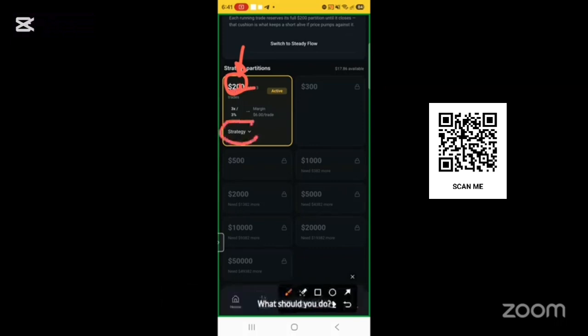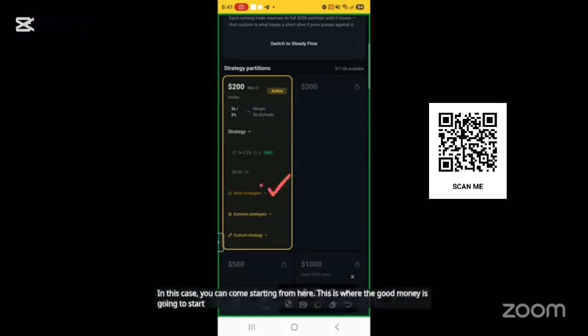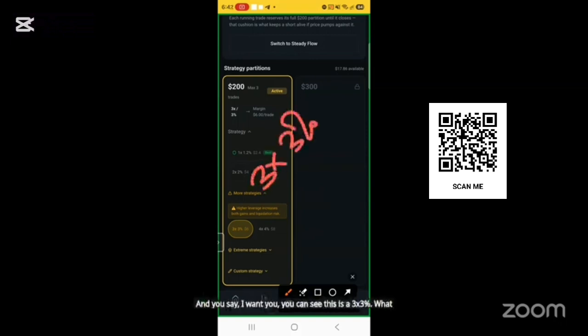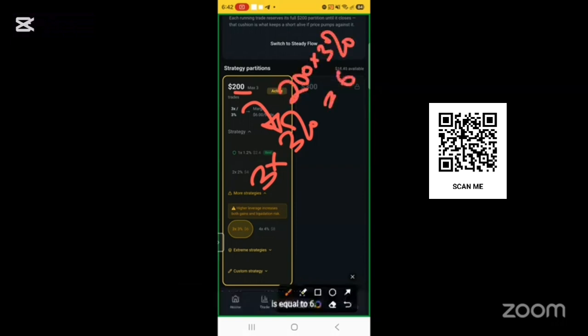What should you do? Come here down on Strategy, and you tell it how it should put your money into the market. In this case, you can start from here. This is where the good money is going to start, with more strategies here. Okay. And you say, I want, you can see this is 3x, 3%. What does it mean? You are telling your bot, get my money of $200, multiply it by 3%. In this case, it is going to be 200 times 3%, which is equal to $6.